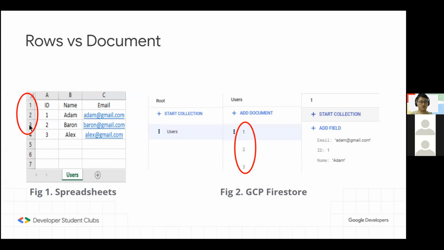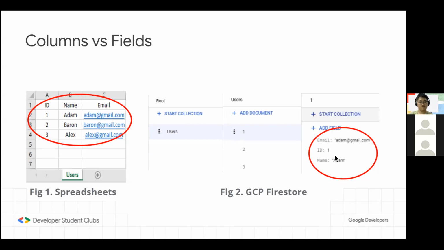So row 1 to row 3, similar to Firestore in document, we have 3 documents. So we can treat this document like a row in Excel spreadsheets. So this is how you relate to them. And last but not least, columns versus field. So you can see that the Excel spreadsheet also has the columns ID, name, email, and the following data. Just like how you see on the right side, the Firestore, you will also have the ID, name, email, and the data. Okay.